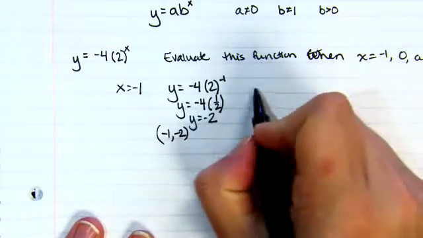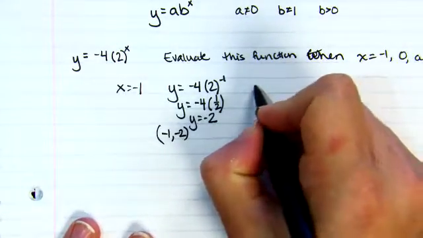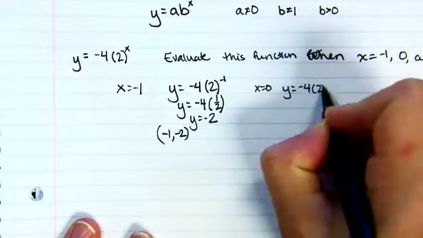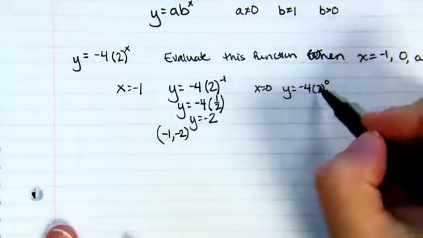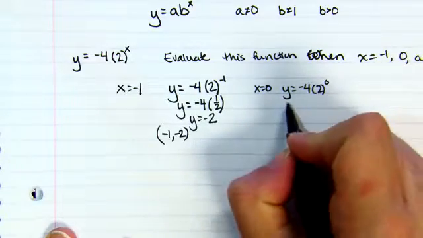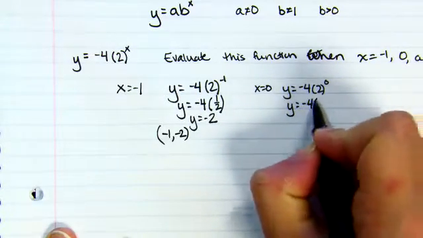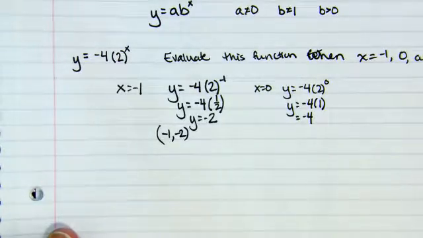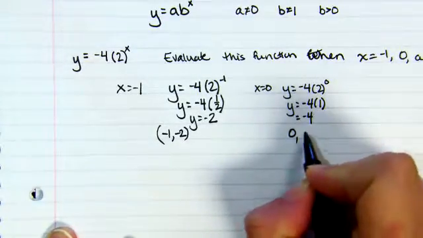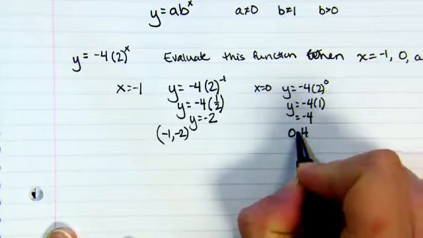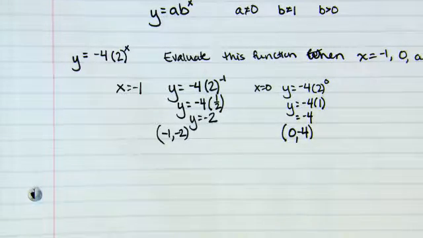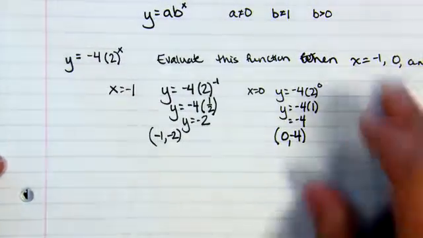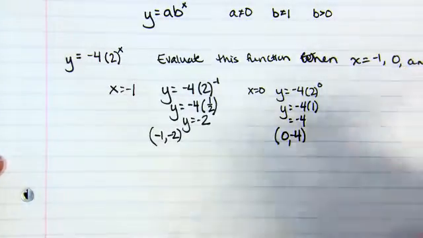Let's evaluate again when x equals 0. So y equals negative 4 times 2 to the 0 power. Remember that anything to the 0 power is 1. So this is just negative 4 times 1, which is negative 4. So the point (0, negative 4) would also be a possibility. Or that would be my solution when x equals 0.